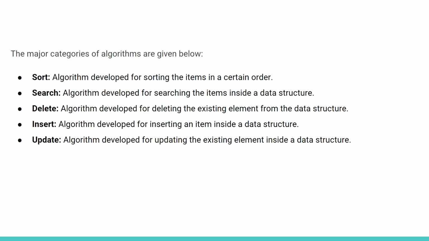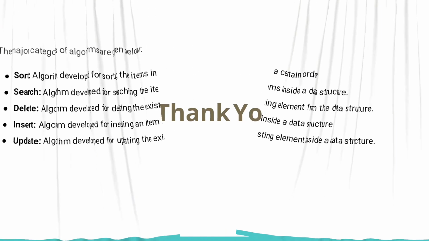So what are the major categories of the algorithm? The major categories of algorithms are given below. First is sorting. Algorithm developed for sorting the items in a certain order. Then the search. Algorithm developed for searching the items inside a data structure. Then the delete operation. The algorithm developed for deleting the existing elements from the data structure. Then the insert. Algorithm developed for inserting an item inside a data structure. Then the update. Algorithm developed for updating the existing element inside the data structure.